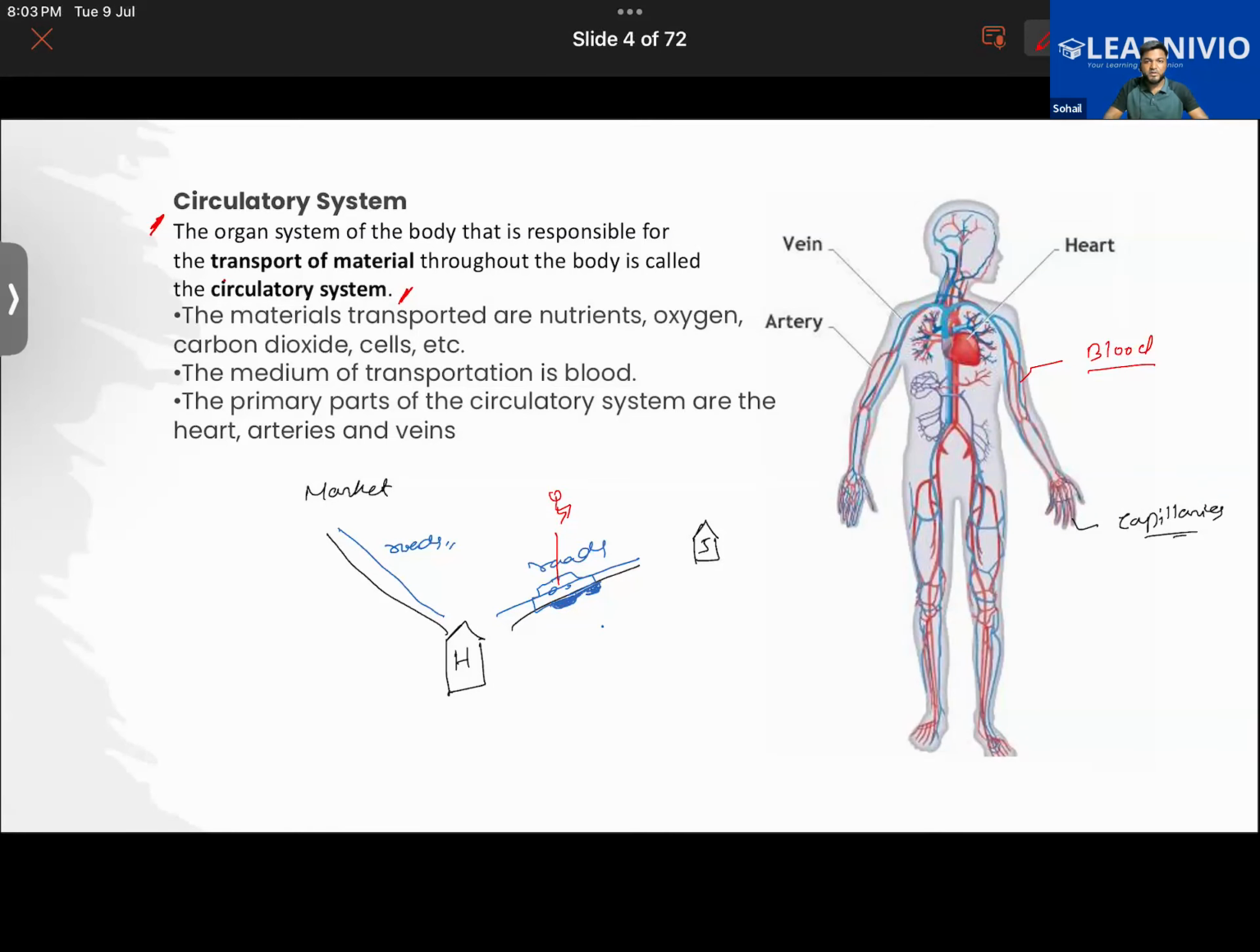So blood also contains different components. Blood is made up of red blood cells, and plasma is going to be in it.